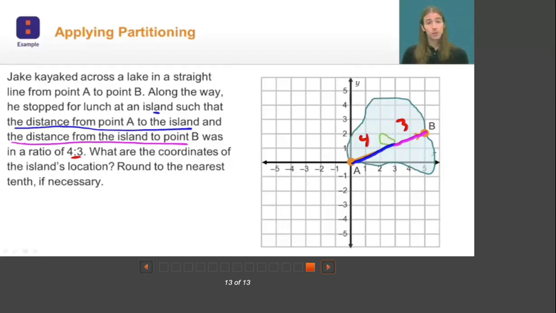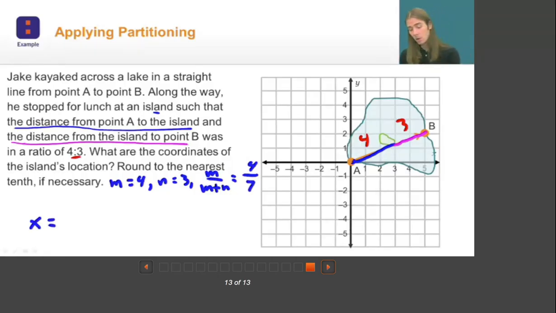Let's do this with the section formula. m is equal to 4. n is equal to 3. So that means that m over m plus n is equal to 4 over 4 plus 3, which is equal to 4/7. Applying the section formula, I also need to know the coordinates of the starting point, x1, y1. That's right on the origin, so that's 0, 0. And the coordinates of the ending point, B, those are 5, 2. Those are my x2, y2 values.